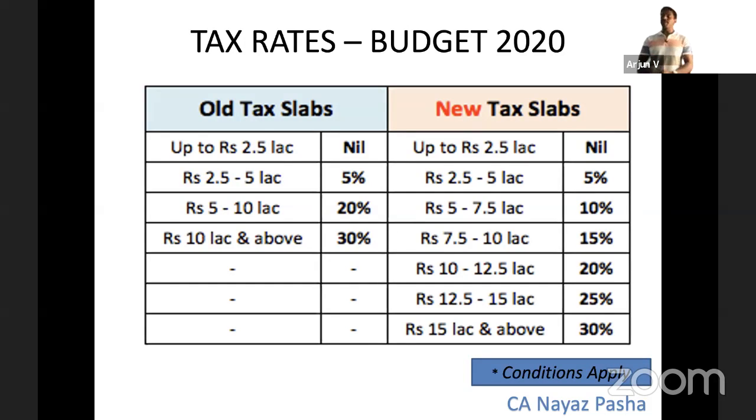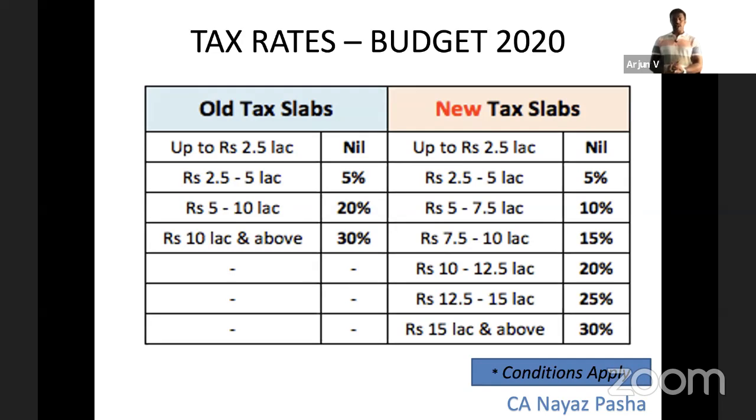Different 7 slabs have been made. Again, first 2.5 lakhs, no tax. 2.5 to 5 lakhs, for the differential amount, we apply 5%. Likewise, 5 to 7.5 lakhs, we apply 10%. 7.5 to 10, we apply 15%. 10 to 12.5, we apply 20%. 12.5 to 15, 25%. More than 15, we apply 30%.